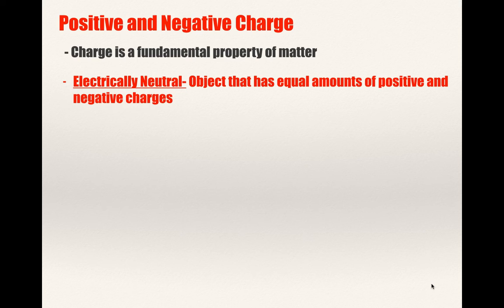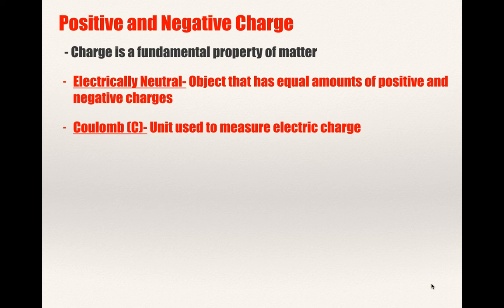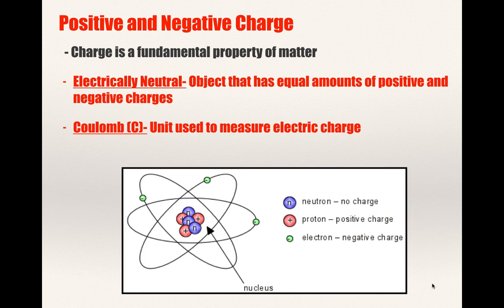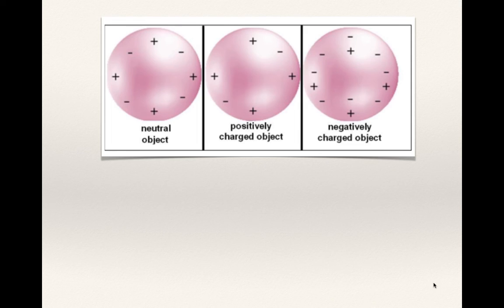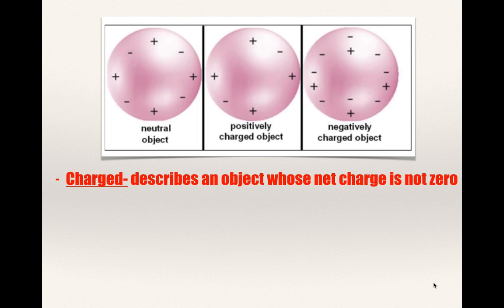Sometimes, however, as we've learned a little bit when we did our chemistry unit, we know that that doesn't happen. So when you don't have that equal number of positives and negatives, it makes the matter charged. And we actually have a unit that we use to measure that. It's called a coulomb with a capital C, the unit used to measure electrical charge. So if an object is charged, it describes an object whose net charge is not zero.